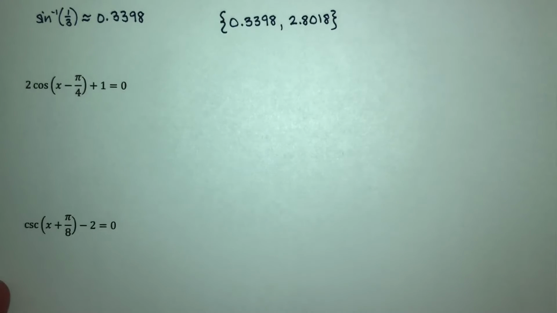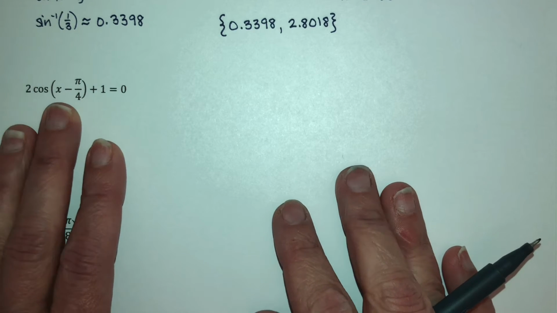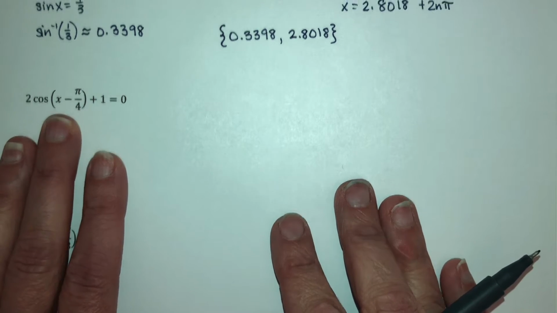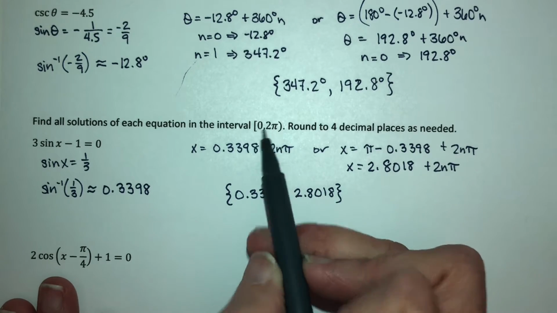This is part 3 of section 5.5. I want to solve the equation 2 cosine of (x minus pi over 4) plus 1 equal to 0. And we're supposed to find all solutions on the interval 0 to 2 pi.